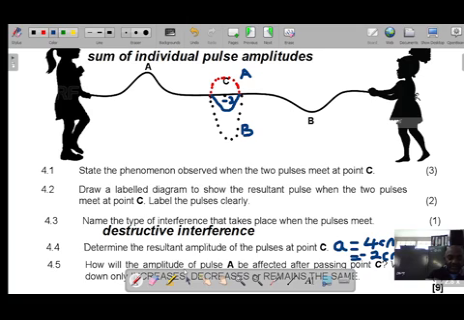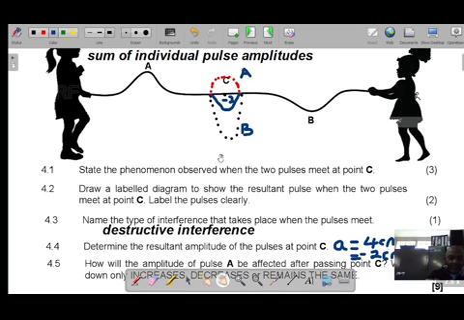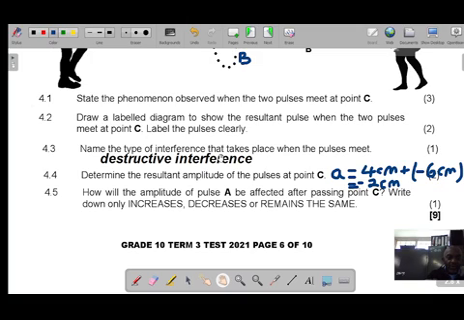Next they said, how will the amplitude of pulse A be affected after passing point C? Write down only increases, decreases, or remains the same. Now, because we don't consider any energy lost, after interfering the pulses continue with the same speed, the same amplitude and in the same direction as before the interference. So the answer is: remains the same. Thank you so much. Let's proceed.